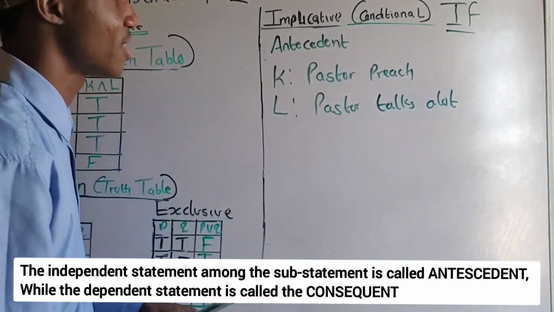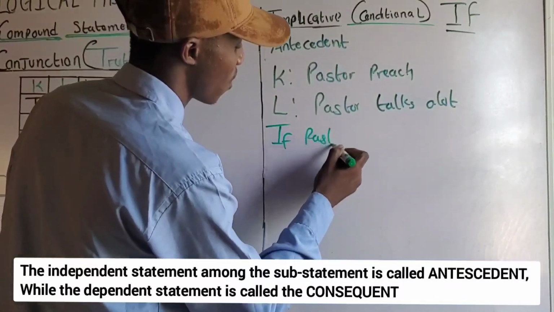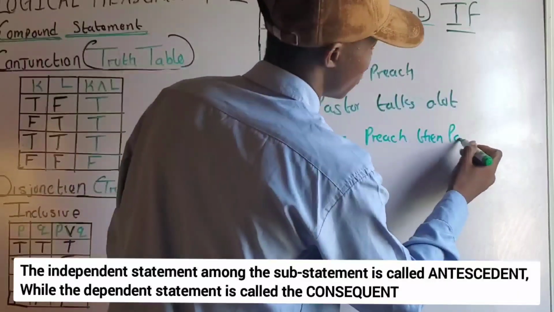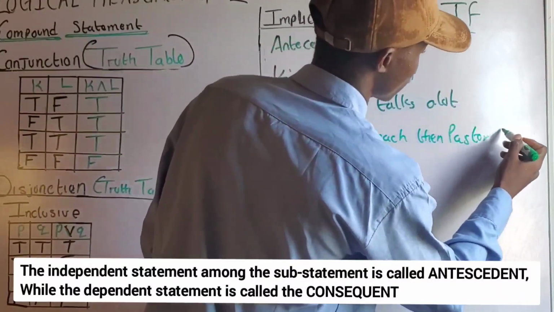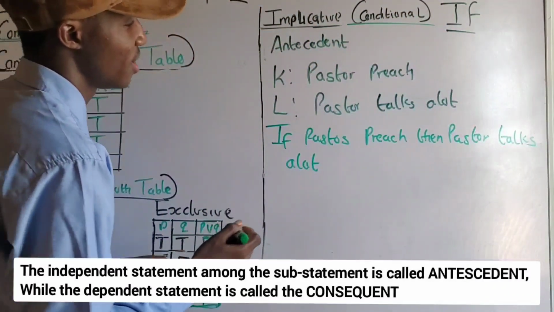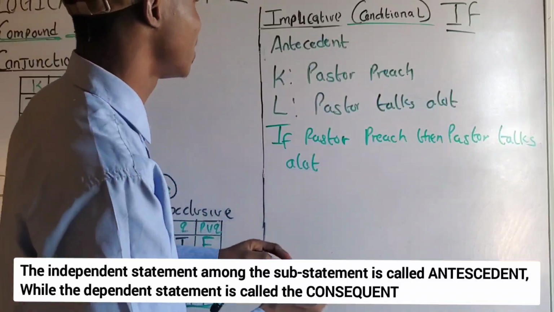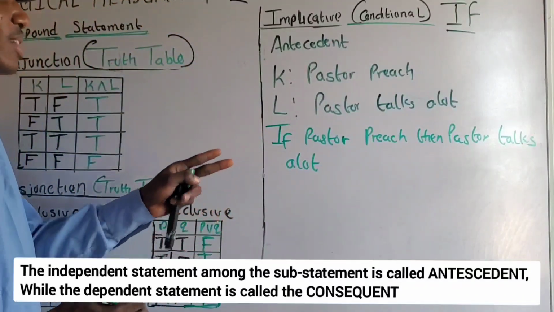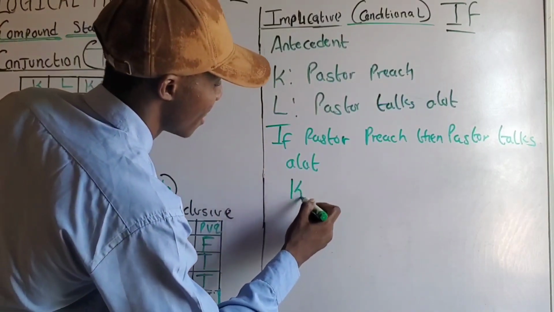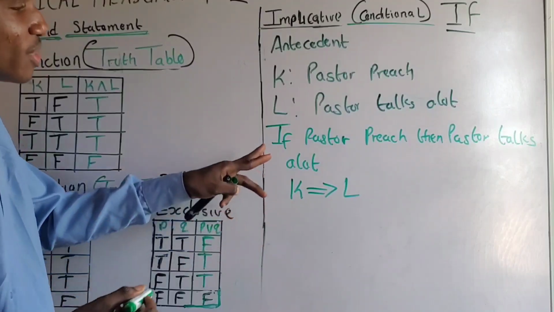Now, looking at these two statements, if I want to write a conditional statement for them, I'm going to have: if pastor preach, then pastor talks a lot. Please pay attention. If pastor preach, then pastor talks a lot. It means if I want to write a symbolic representation, a logical representation of this sentence, it is this. You understand? This is the logical representation of this statement.